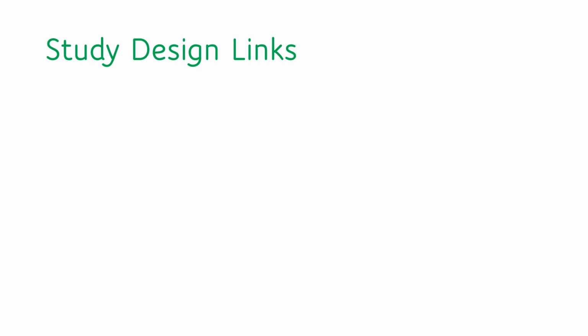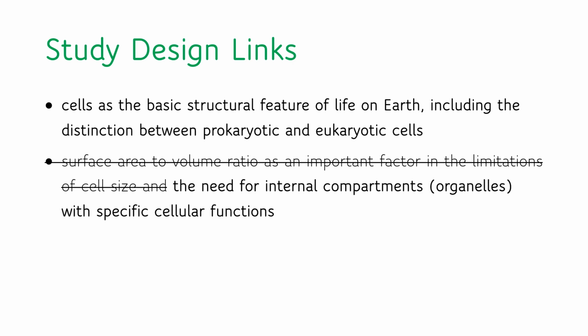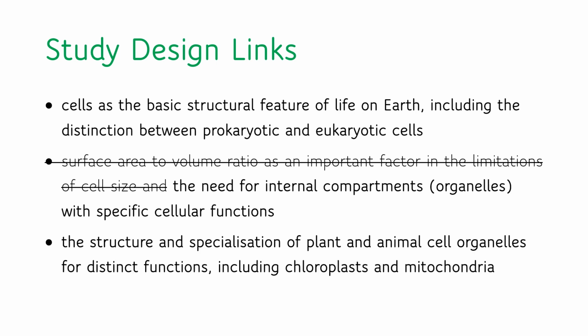Study design links for this topic include cells as the basic structural feature of life on Earth, including the distinction between prokaryotic and eukaryotic cells. The second dot point, we are going to focus on the second half, so the need for internal compartment organelles with specific cellular functions. And lastly, the structure and specialization of plant and animal cell organelles for distinct functions, including chloroplasts and mitochondria. So VCAA singles out the chloroplast and mitochondria, so we know that they are important organelles, and we're going to focus on them in some detail.